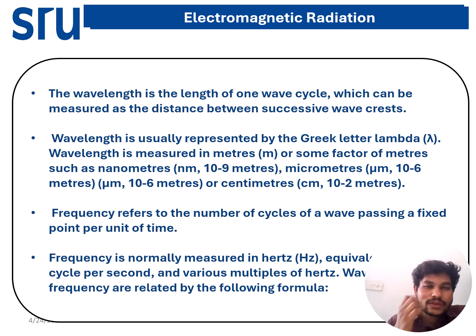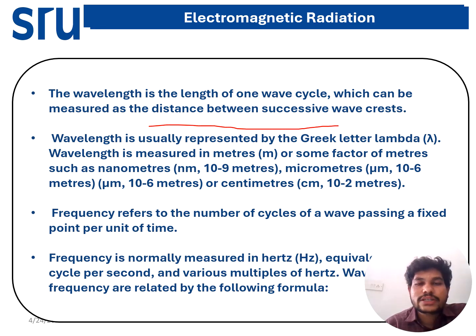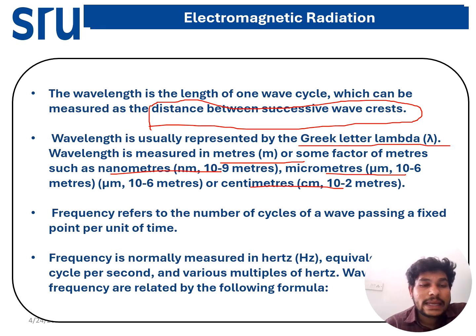So wavelength is the length of one cycle, which can be measured as the distance between two consecutive wave crests. That is called the wavelength, and it is represented by the Greek letter lambda, and measured in meters, nanometers, micrometers, then centimeters. And frequency is the number of cycles passing a fixed point over a period of time. That is frequency, and it is measured in hertz.